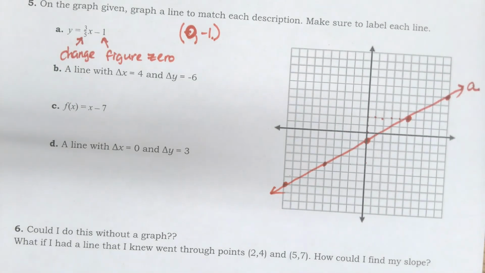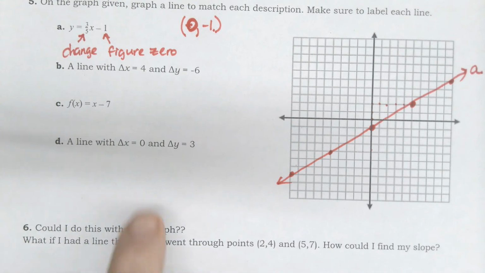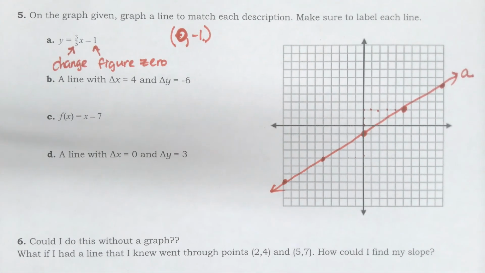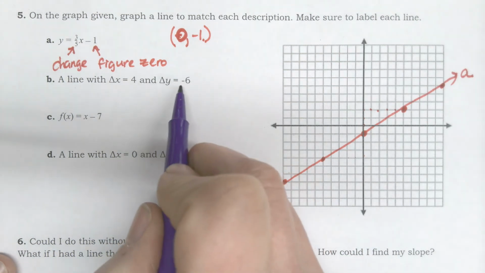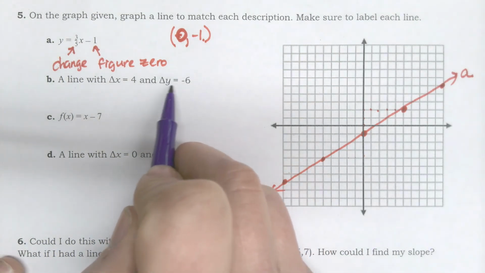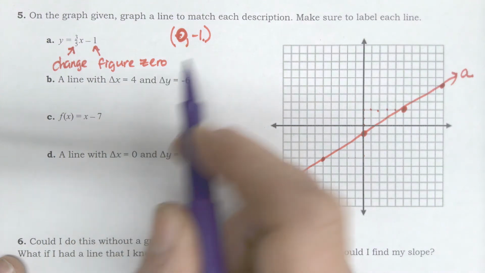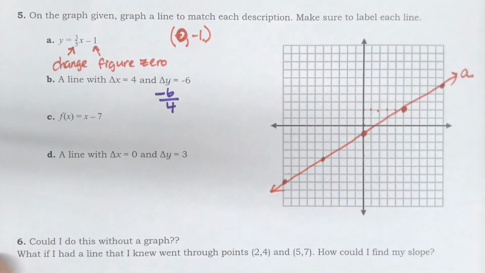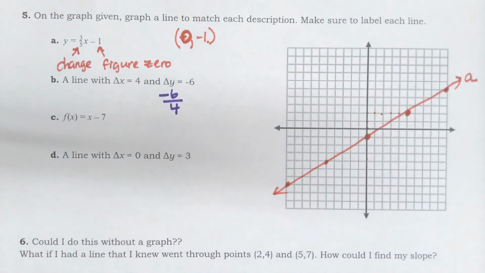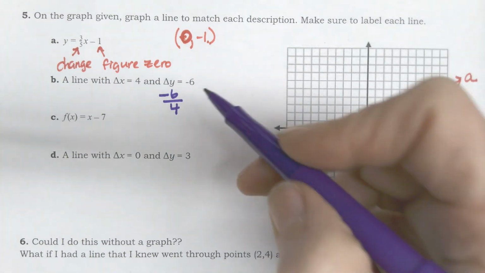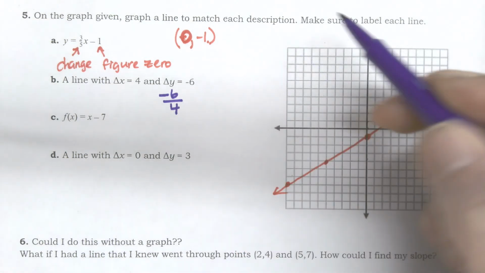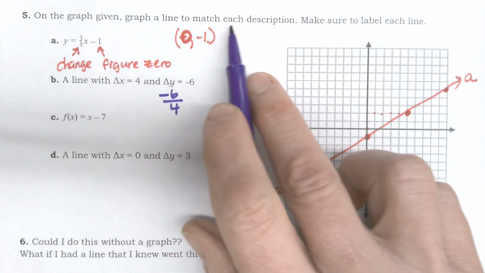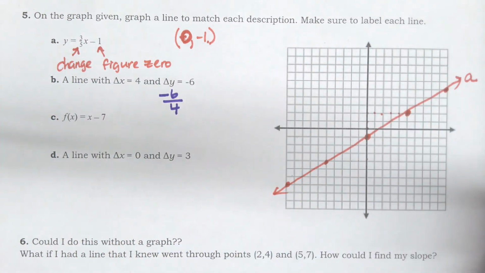Now I'm going to go through the same concept with B. So I have to graph a line that matches the description. This one just tells me that I have a change in y of -6 and a change in x of 4. So my delta y over my delta x is that. But it doesn't tell me anything about where this starts. It just says on the graph a line to match the description.